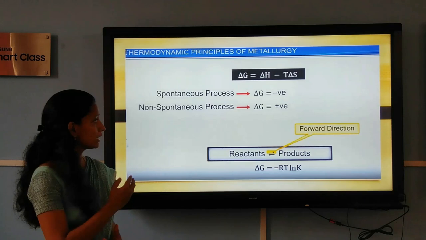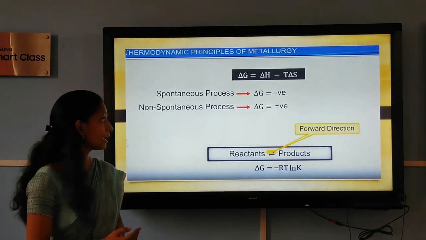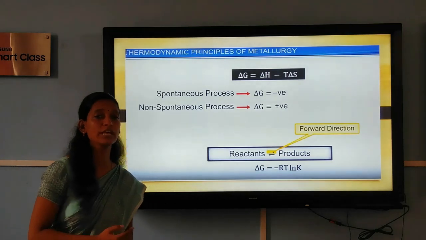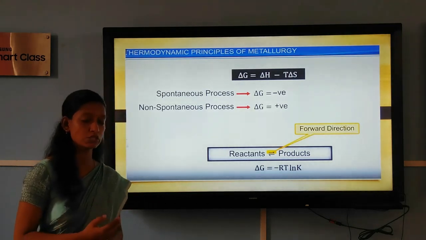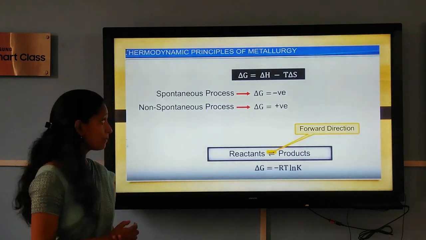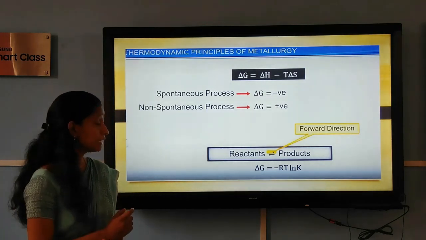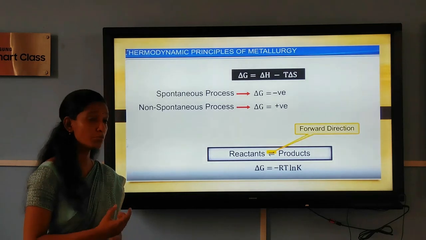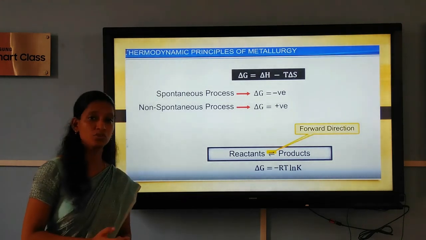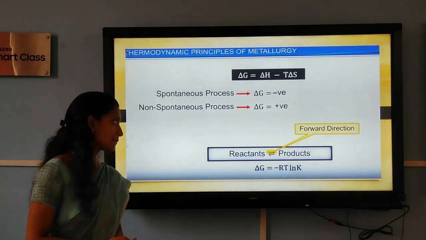Again, we know that delta G is equal to delta H minus T delta S. For any reaction where the entropy change delta S is positive, when we carry out the reaction at a higher temperature, the T delta S term becomes more and more negative, so that the delta G value becomes negative.